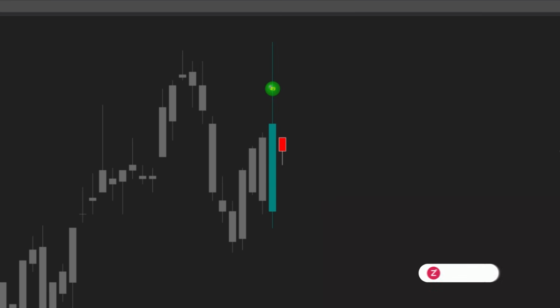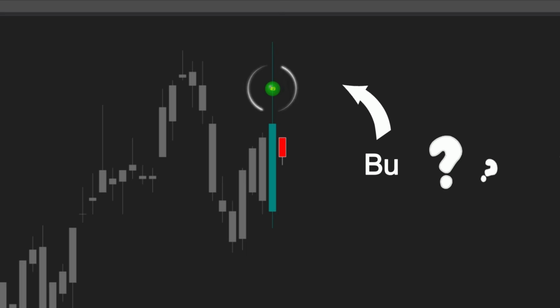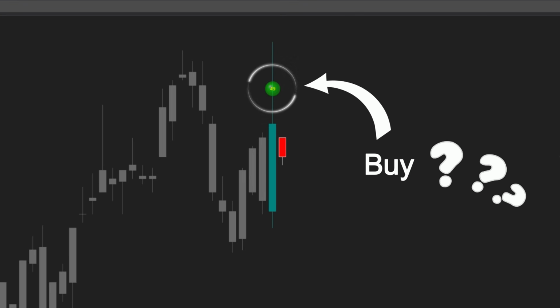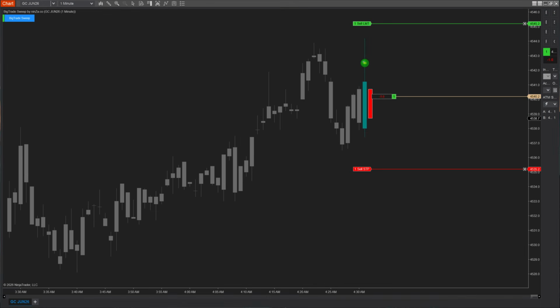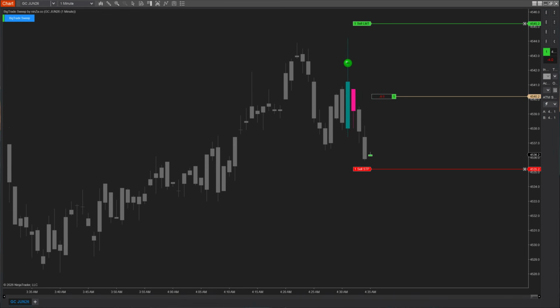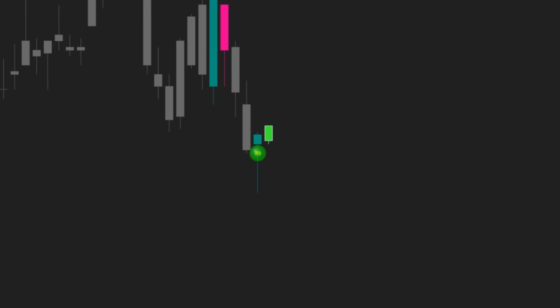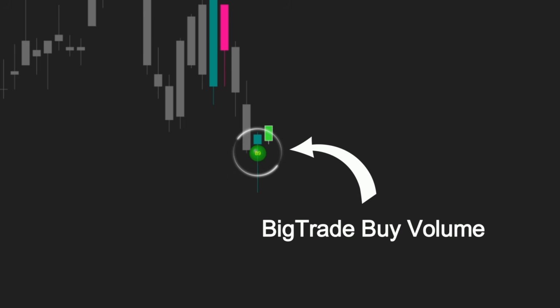Now, the important question becomes, how should you react when a big trade appears? Let's say you're trading and a large buy-side big trade shows up. You assume institutional buyers are stepping in, so you buy along with it. And then, the trade fails. Later, another big trade buy appears. You buy again. Same result.